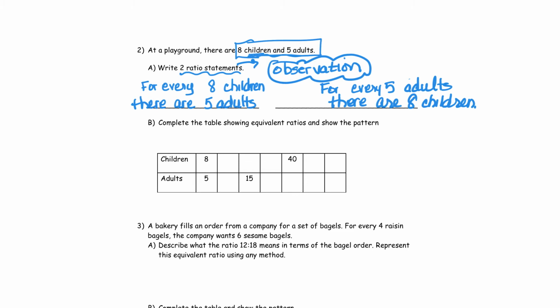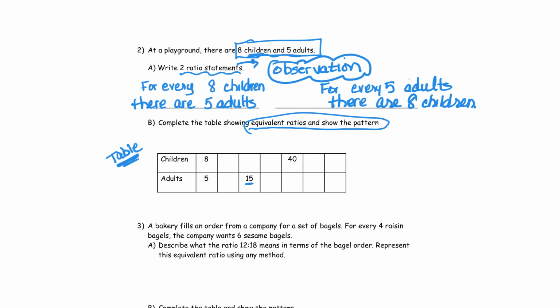Let's go on. Letter B. Complete the table showing equivalent ratios and show the patterns. So basically here, boys and girls, this is going to be a table. This is a table, which you're going to be seeing a lot of in this unit. And tables can really be extremely helpful. And a lot of times it's just following the patterns. So let's take a look here. So I see this is 8 and I see this is 5. Now I notice that this is blank here, but then I know I go to 15.